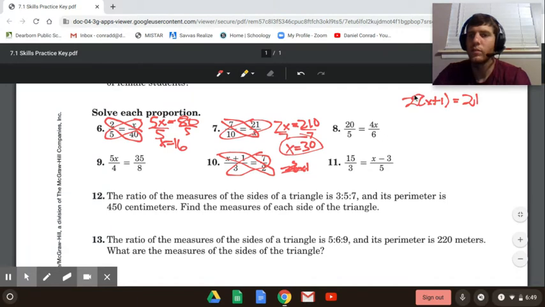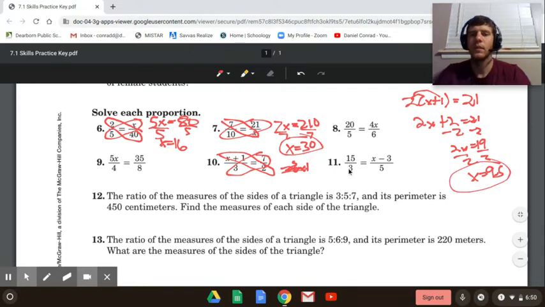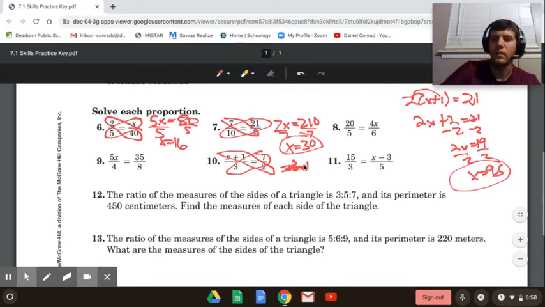We can distribute our 2 out. So that's going to be 2x plus 2 equals 21. We subtract 2 from both sides. It means 2x is going to be 19. Divide by 2. That's going to leave us with x equals 9.5. Okay, and then 11 is just like number 10 there.